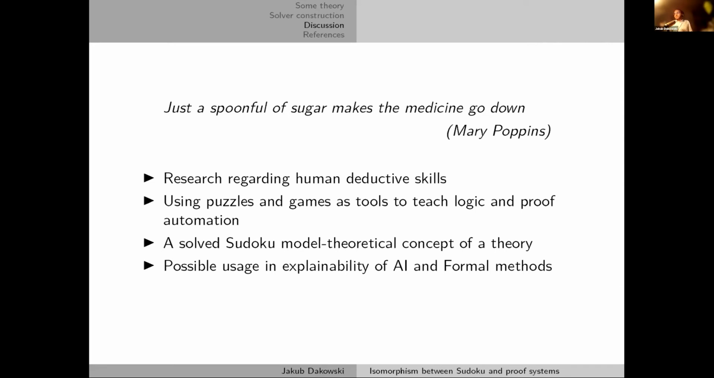Other similar discussion points are, for example, using this fact to research human deductive skills, and also something which would be interesting is that maybe we can use similar methods to create more intuitive explanations of both how AI and formal methods work, not using something that's rooted in math and logic, but something that's rooted in things that are intuitive to most people.